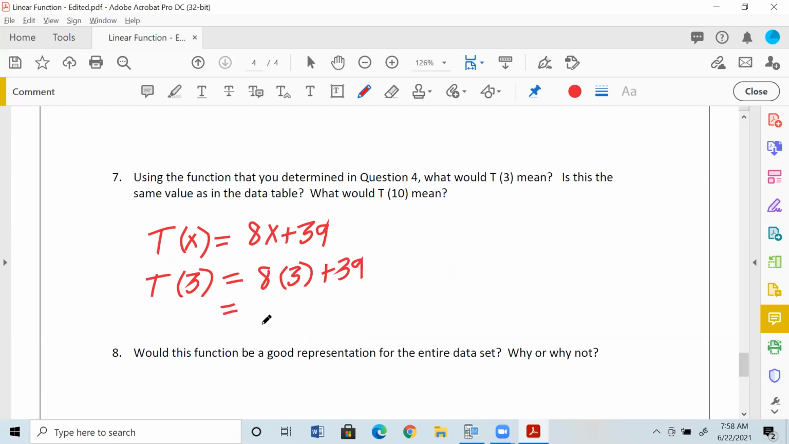Simplifying 8 times 3 and adding our 39 would equal 63. What does this mean? Well, it means that in the third month being March, we would expect the temperature to be 63.